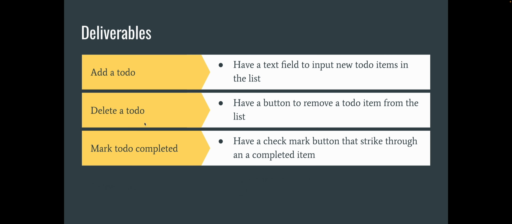And let's talk about the deliverables here. So we'll try to keep the deliverables as simple as possible. We broke it down to three. The first one is add to do. So we'll have a text field to input new to do items in the list. The next deliverable is to delete a to do. So have a button to remove the to do item from the list. And the last deliverable is to mark a to do complete. So have a check mark button that strikes through on an uncompleted item.